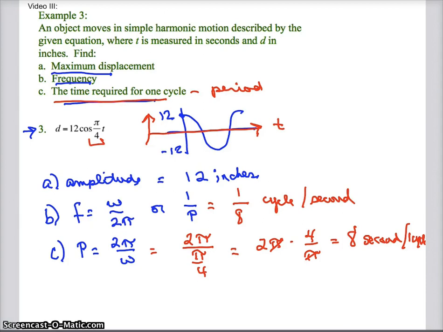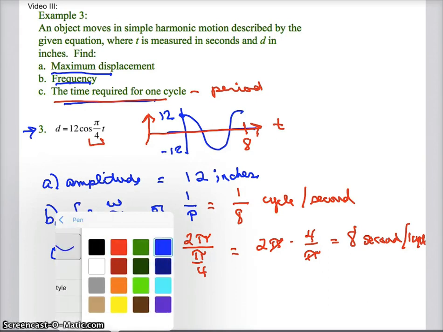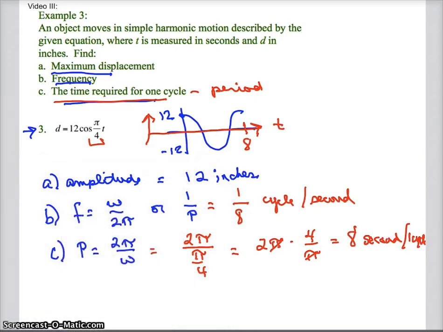So if an entire cycle takes 8 seconds, then 1/8 of that will happen in 1 second. So if I were to do this, it would represent 4 seconds. So that would give us a half of our cycle. 2 seconds would represent a fourth of our cycle. So 1 second would represent an eighth of the cycle. So the frequency is 1/8 cycles per second.